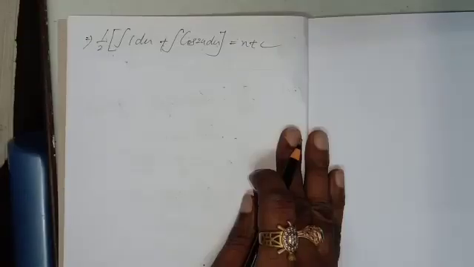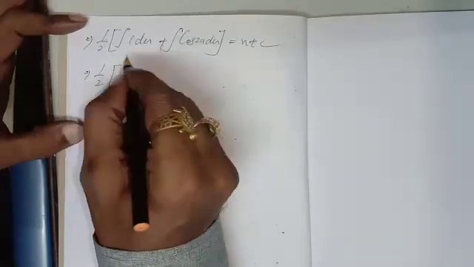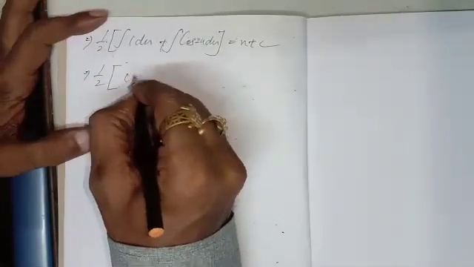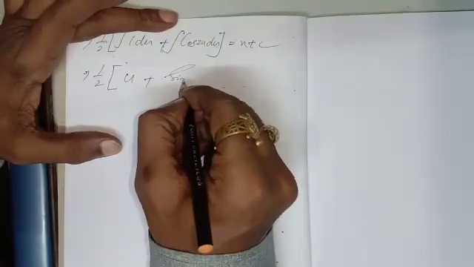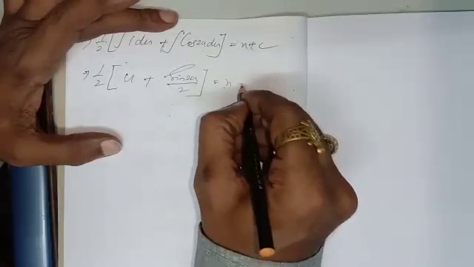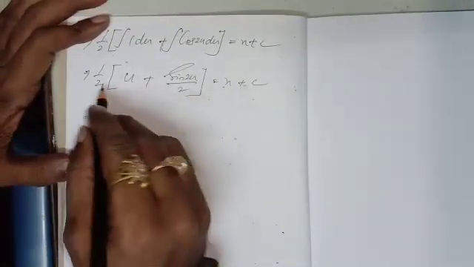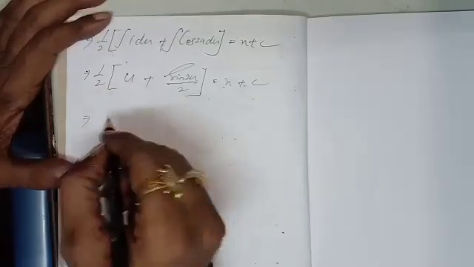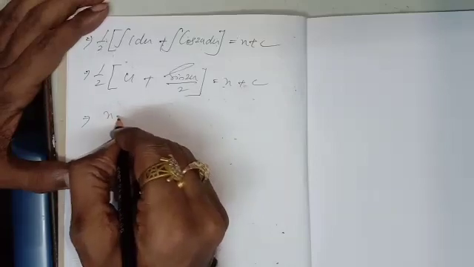Just see. This is 1 by 2, 1 du integration is u, and the integration of cos 2u is sin 2u by 2, equal to x plus c. After that, if you take 1 by 2 inside, this will be u by 2. u means what? u means x plus y.